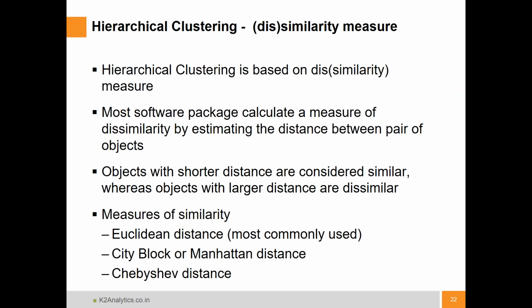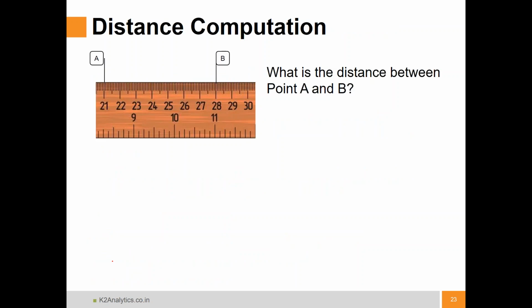Hierarchical clustering is based on a measure of similarity or dissimilarity, and three main measures of similarity or dissimilarity are Euclidean distance, Manhattan distance, and Chebyshev distance. Let us try to understand what this distance is. I've now used this word lots. So let's try to understand what this distance is.